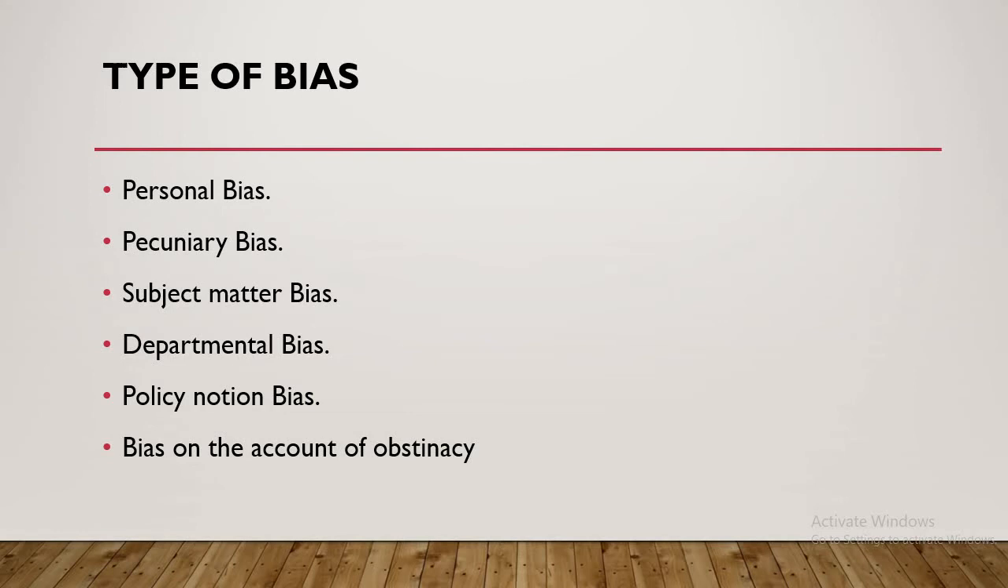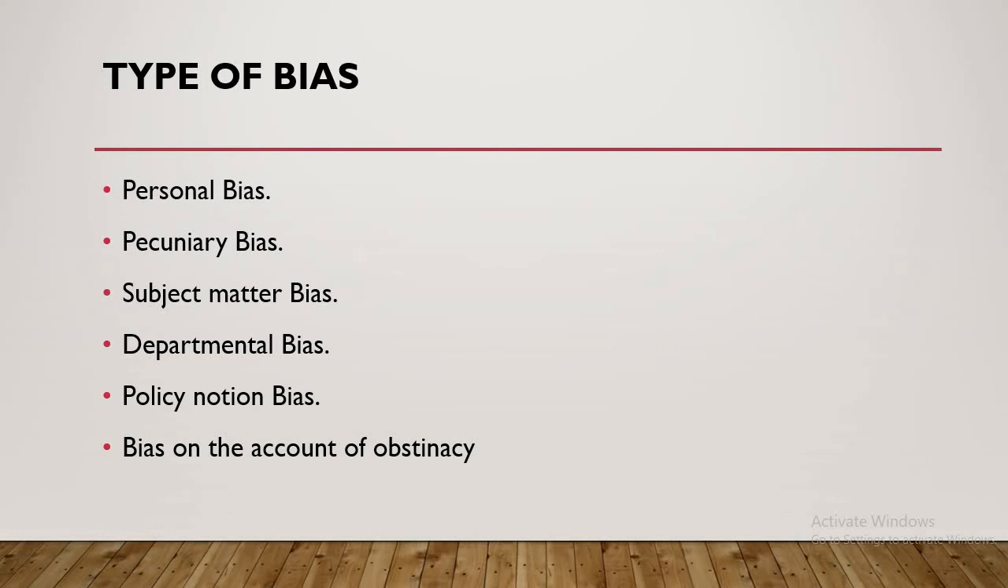First one will be the personal bias. Personal bias arises from a relation between the party and the deciding authority, which leads the deciding authority, in a doubtful situation, to act unfairly and give judgment in favor of his person. Such a relation arises due to various forms of personal and professional relationships.